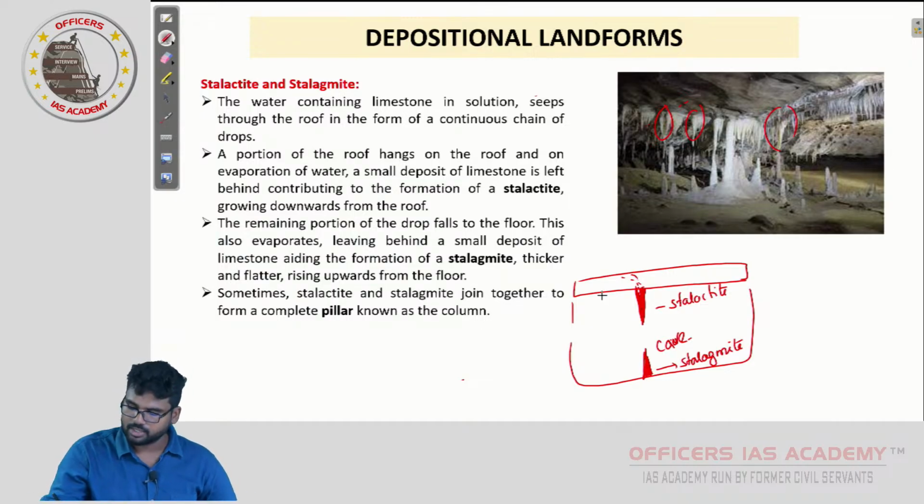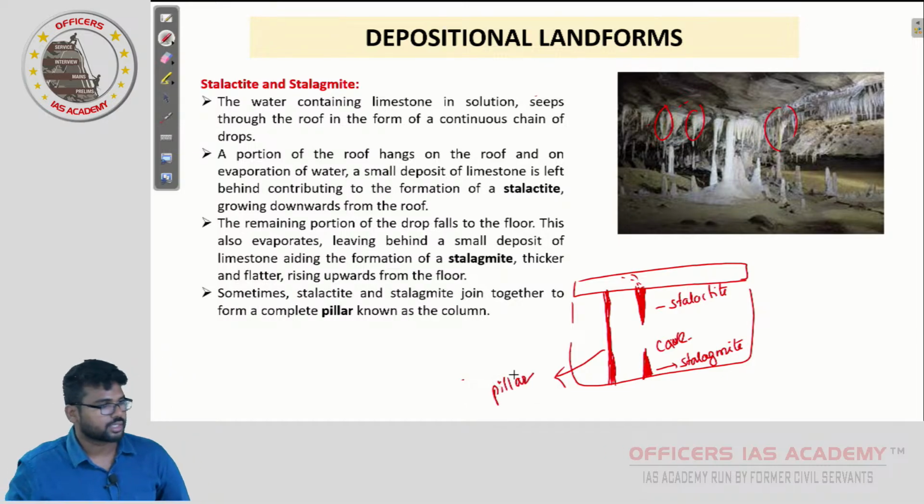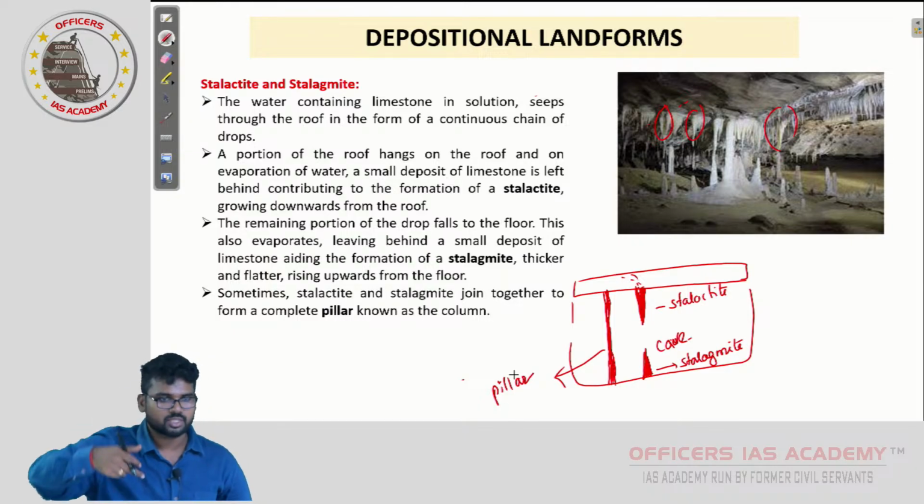Now as time progresses, let us say from the top there is an outgrowing thing, and at the bottom there is also an outgrowing thing, and after some time both of them may connect. If such a connection happens, this is what we call a pillar. This is going to provide extra strength to the cave which got formed earlier.